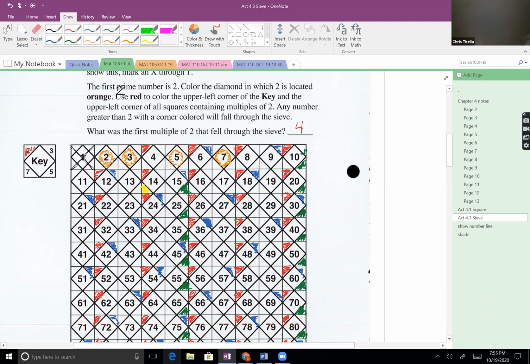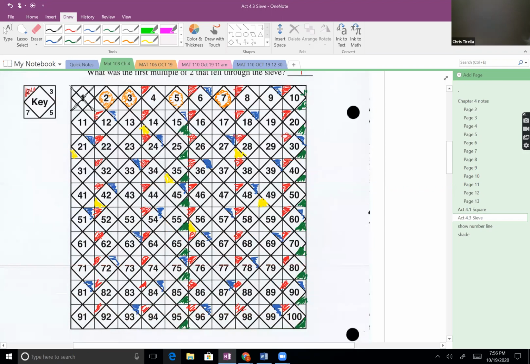14, 21, 28, 35, 42, 49, 56, 63, 70, 77, 84, 91, and 98.